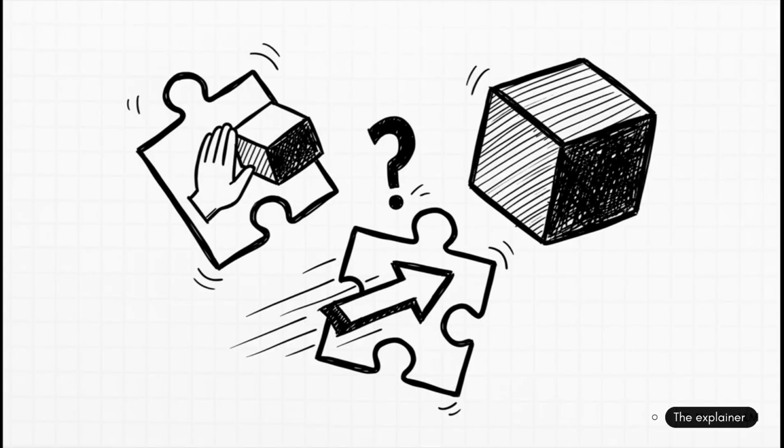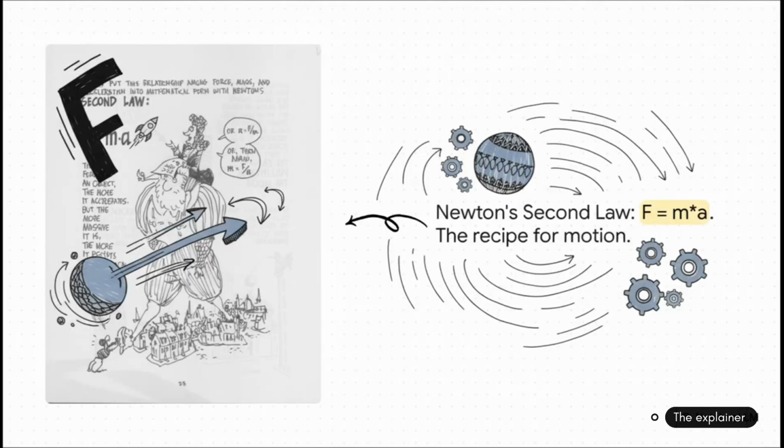We've got force, which causes a change in motion, also known as acceleration. And we've got mass, or inertia, which resists that change. So the big question is, how do these 3 things, force, mass, and acceleration, all fit together? It all comes together in one of the most beautiful and powerful equations in all of science. Force equals mass times acceleration. F equals ma. This is Newton's second law.